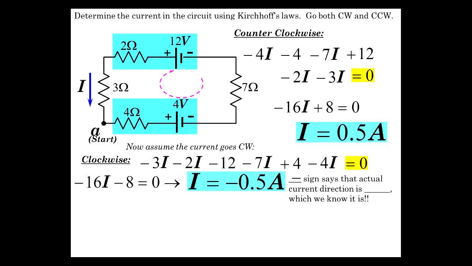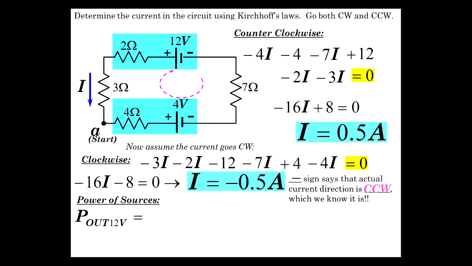The negative sign here tells us that the actual current direction is in the opposite direction of the one we chose, which is going clockwise. I'm sorry. The one we just chose now is clockwise. So we know it's actually counterclockwise. So that all works. Let's consider momentarily the power of the sources.